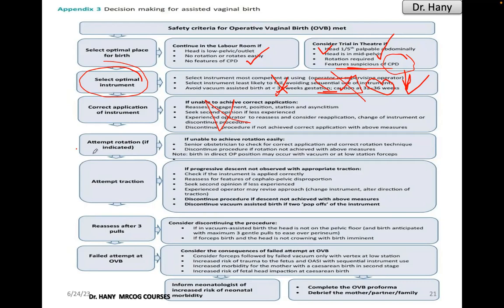How many attempts for rotation? If you cannot rotate easily, don't rotate at all. Either rotate easily, the forceps lock easily and rotate easily, otherwise don't rotate. And the traction, as we said, it's only 3 pulls. After 3 pulls, no more. For ventouse only, for vacuum, if the head is at the pelvic floor, I can pull another 3. Failed ventouse, forceps, or cesarean section, this is a senior decision.